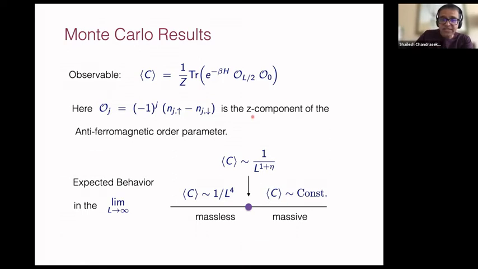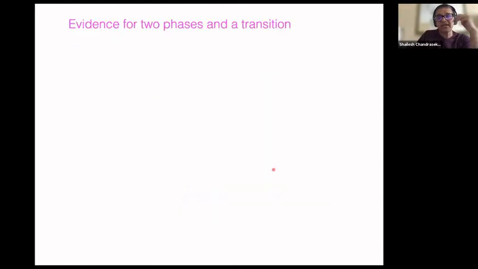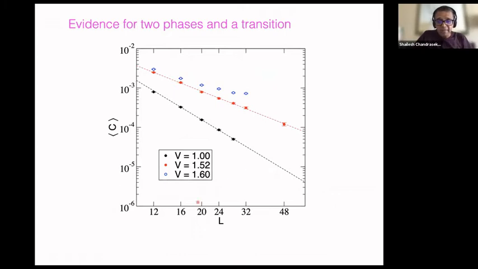In the broken phase, since it's the antiferromagnetic order parameter correlation, it should go to a constant as I pull the 2 apart. At the critical point, we expect it to go like 1 over some power, and that power is typically represented as 1 plus eta, where eta is one of the critical exponents. So let's see what we get. So here is the data.